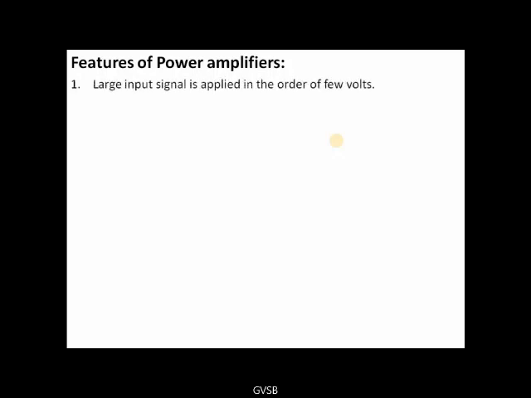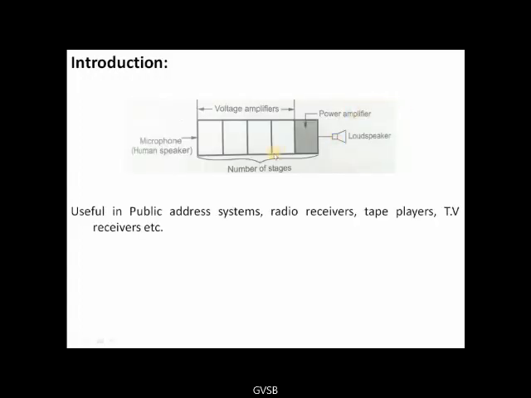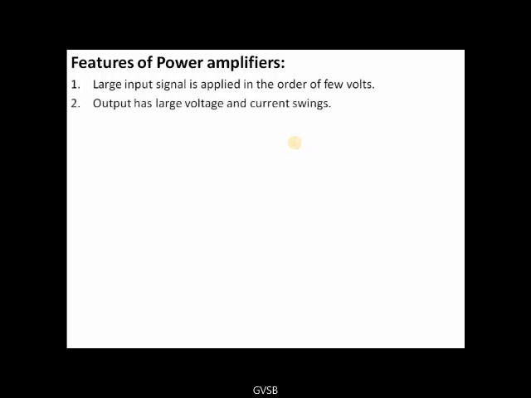As we already discussed, the input for the power amplifier is large, in the order of a few volts, because the stages before this power amplifier are all voltage amplifiers, so the output voltage is in the order of volts. Second, the output has large voltage and current swings. Why? Because it is increasing the power level of the signal, the voltage and current both have large swings. The h-parameter analysis is not applicable for power amplifiers.